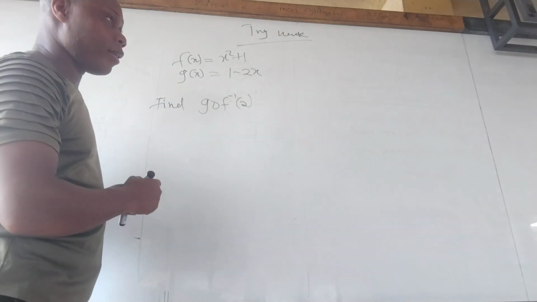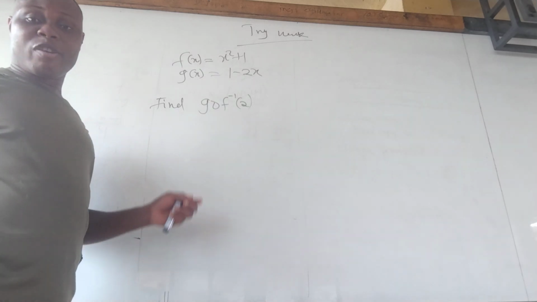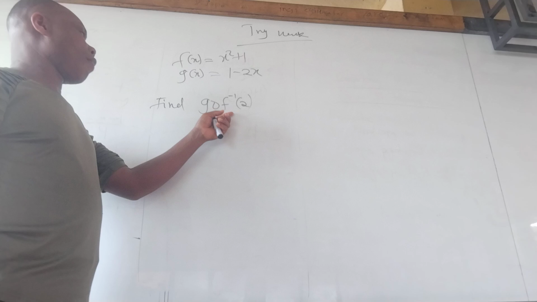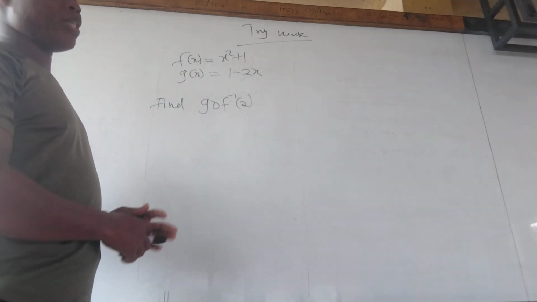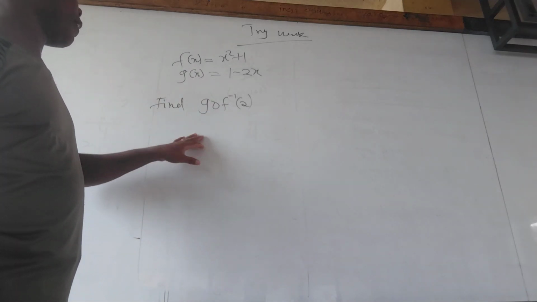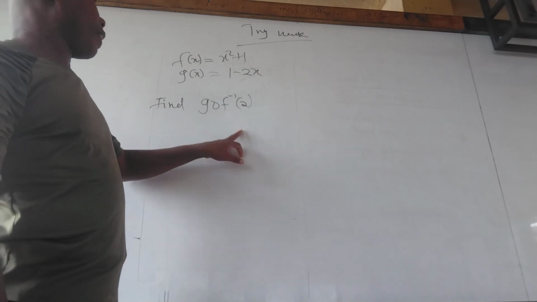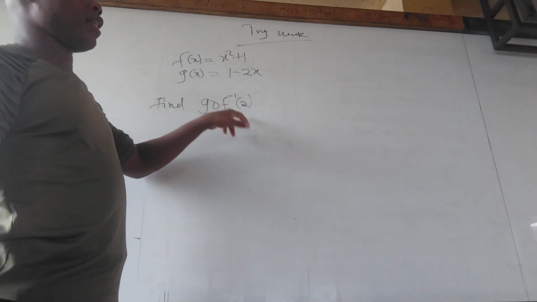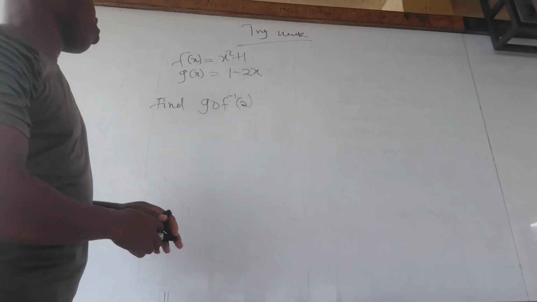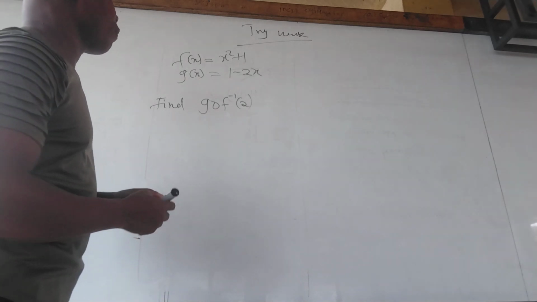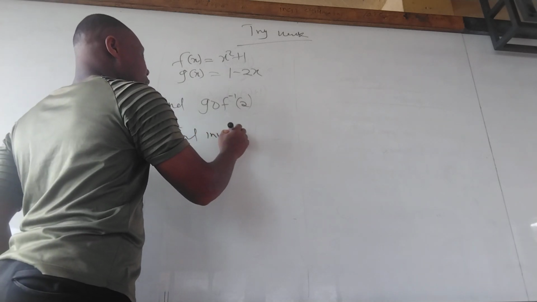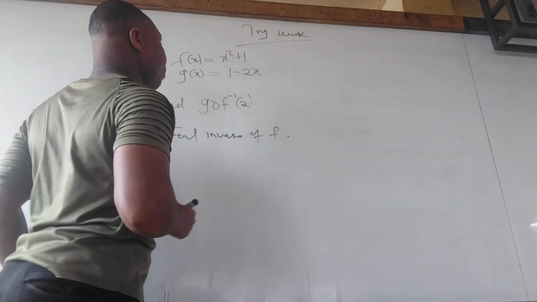So welcome back. From the previous video, we are supposed to find g of f inverse of 2. Basically, what we are going to do is find f inverse first, which we need, and then find g of f inverse, then substitute 2. That's what we are going to do. So first of all, we have to find the inverse of f.